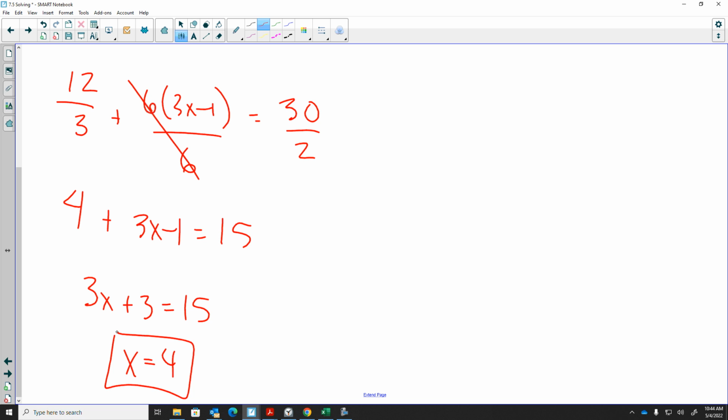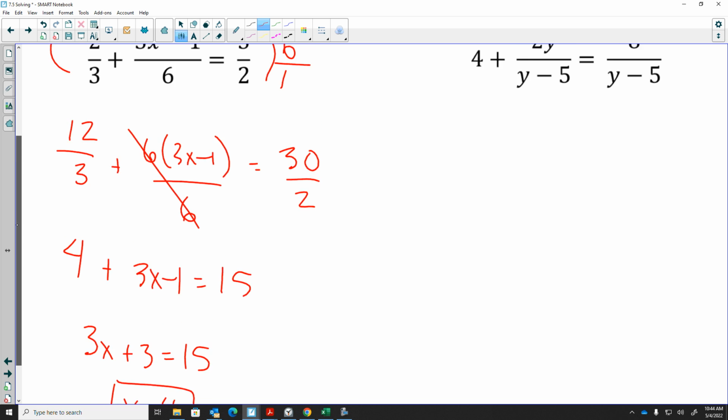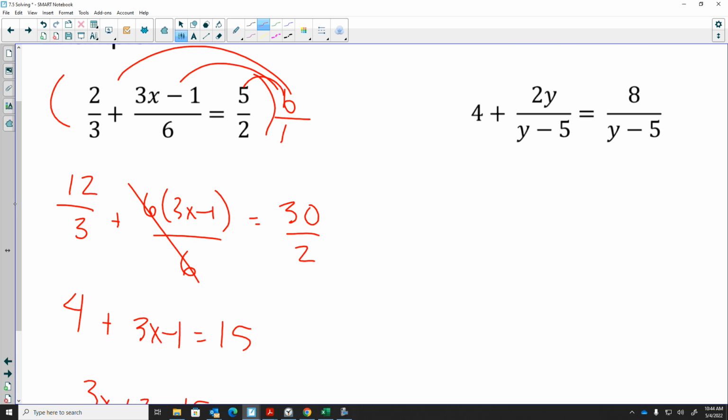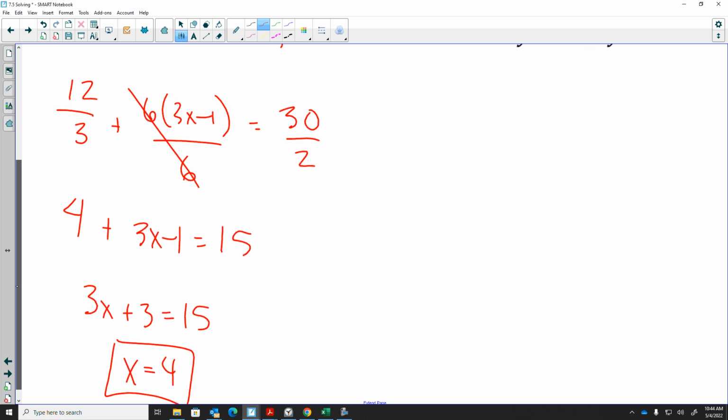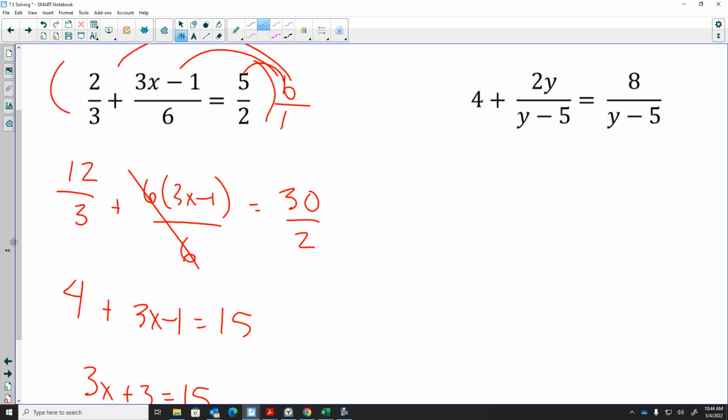So guys, did that make a little bit of sense? So again, there's 2 ways to do it. First way, get common denominators, combine them, and then do cross multiplication. Second way, figure out what the common denominator would be, multiply everything by that, and it'll cancel every denominator. And then you're just left with an equation. Are we good with this one?